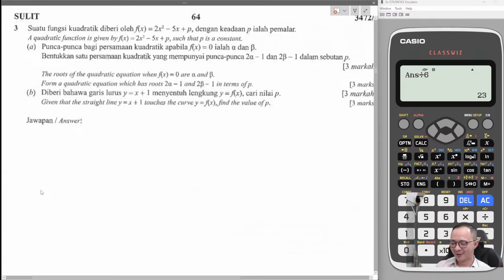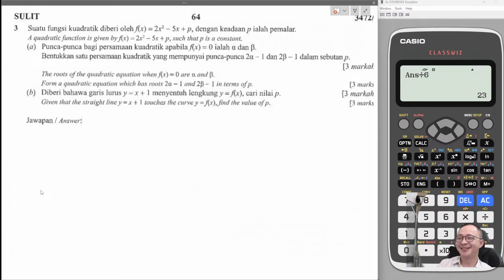Okay, next one. Okay, we have a quadratic here. Alpha and beta are the roots, and then form the quadratic equation.